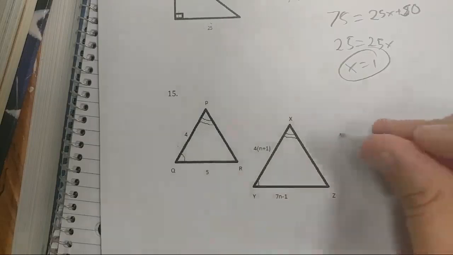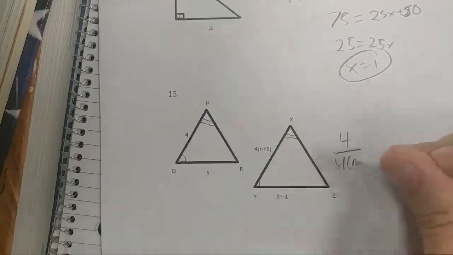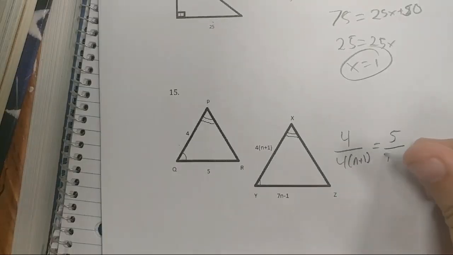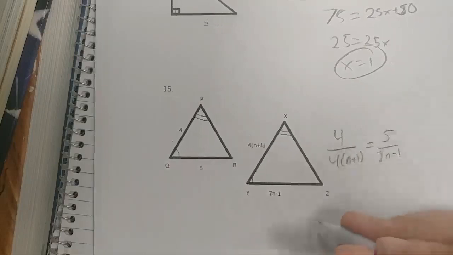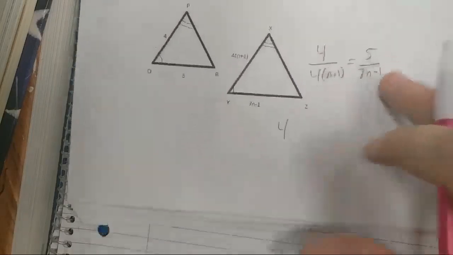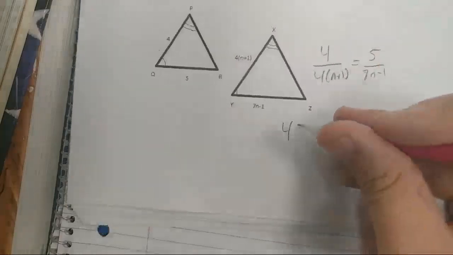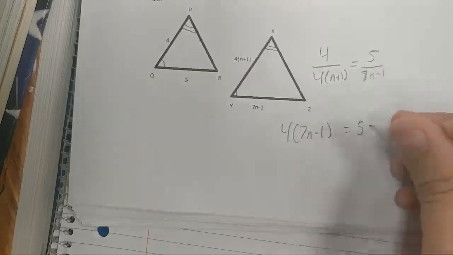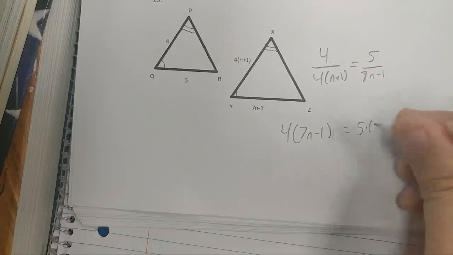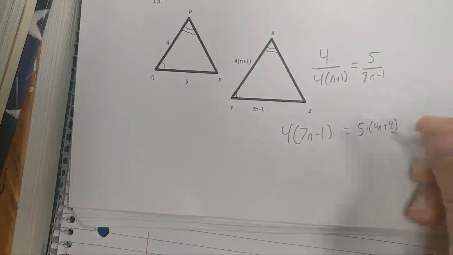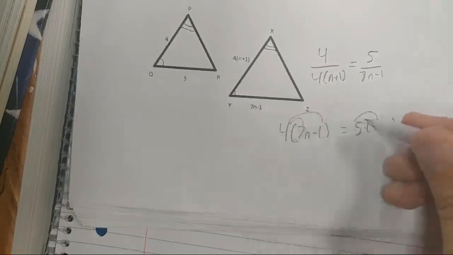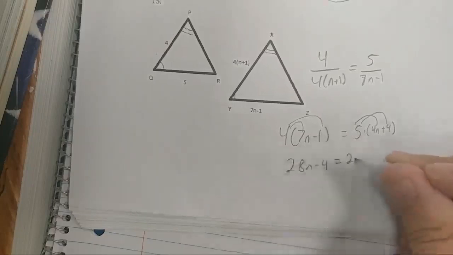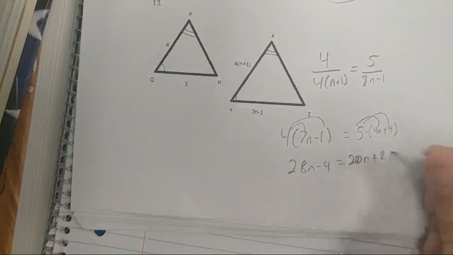Here, 4 goes to 4n plus 1 equals 5 goes with 7n minus 1. So I'm going to multiply it out. I'll just draw it out first because I realize I'm going a little too fast right now. Just trying to finish up. 7n minus 1, and that equals 5 times, and I was going to distribute the 4 early, so 4n plus 4. So distribute. You're going to get 28n minus 4 equals 20n plus 20.